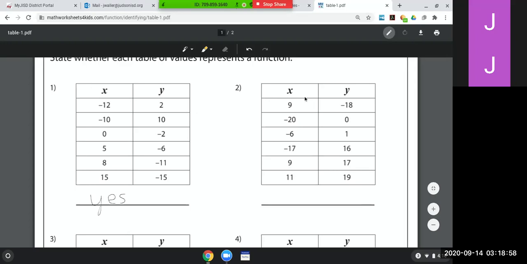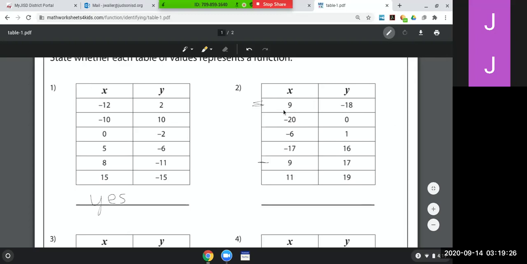All right. So once again, we just look at the column of x's. We don't really even care about what's in the y's. If I look at number 2, I've got 9, negative 20, negative 6, negative 17, 9, and 11. So you might have seen that right here we got 9, and right here we got 9. So if the x value repeats, we can pretty much guess that that's not going to be a function.